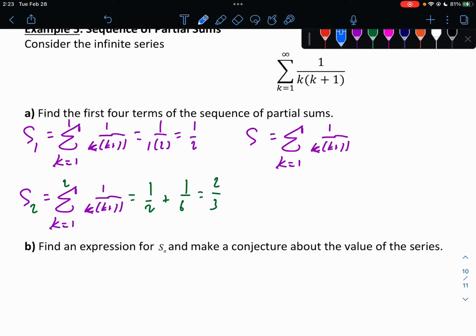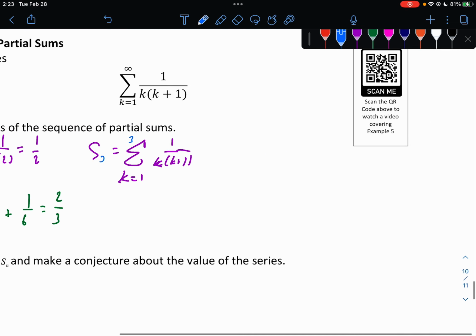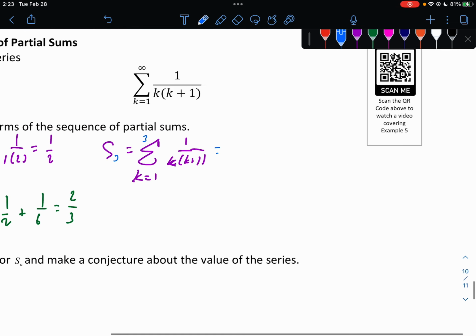All right, so that's just going to be 1/2 plus 1/6 plus, if you put 3 in there, we get 1 over 3 times 4, so 1/12. So 1/2 plus 1/6 plus 1/12, some quick math where we should get 9/12, which is 3/4.